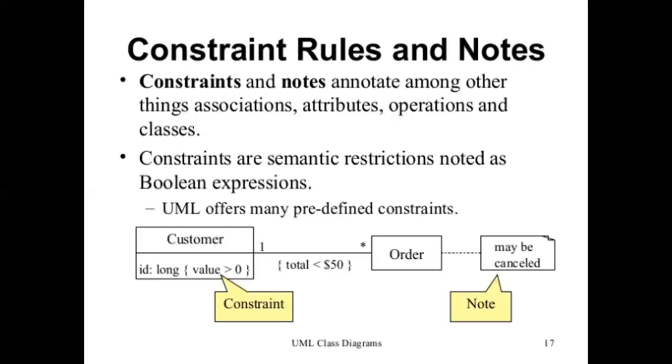Next, constraints and notes. Constraints and notes annotate, among other things, associations, attributes, operations and classes. Constraints are semantic restrictions noted as Boolean expressions. Here, the class order may be cancelled; that is a note. A constraint could be on a login value or customer value, such as the order total being more than $50 or less than $50. A constraint is represented by braces in a class or label.